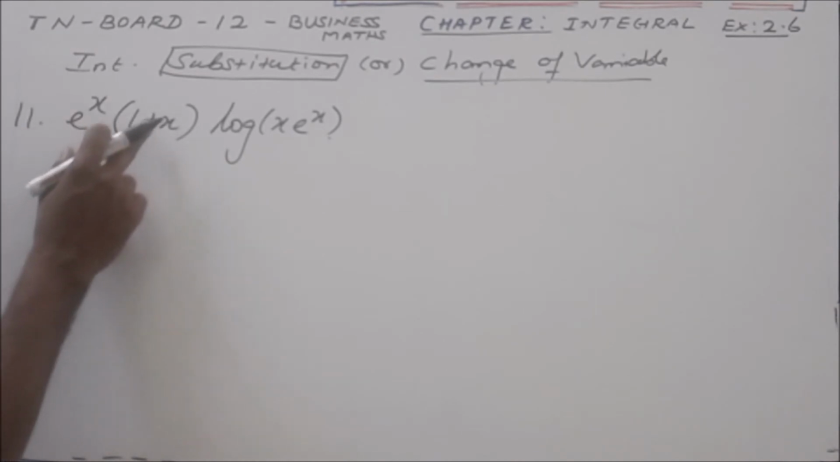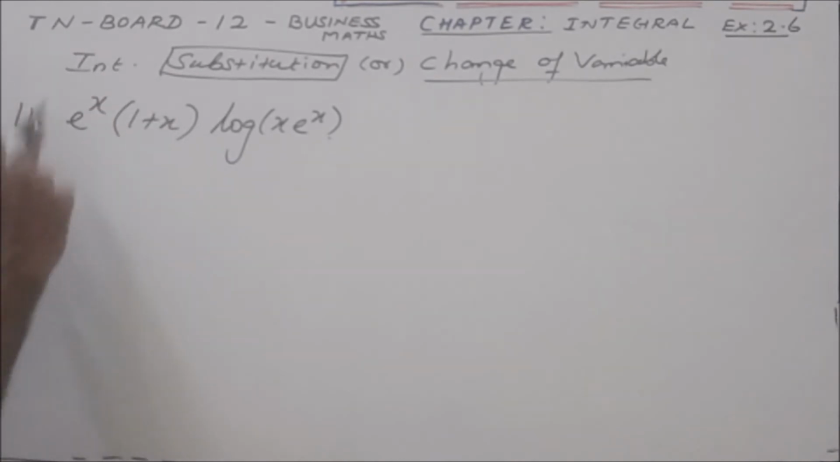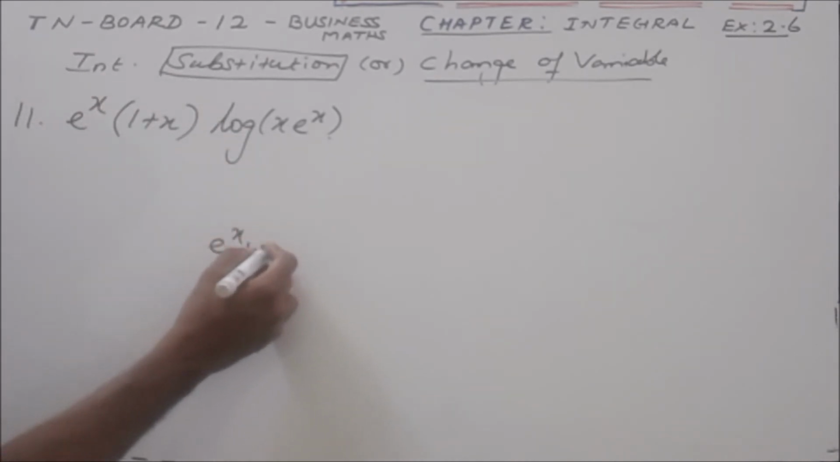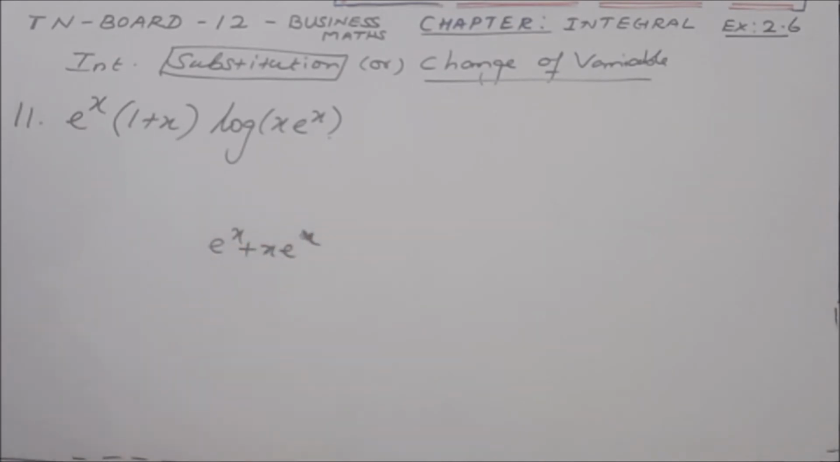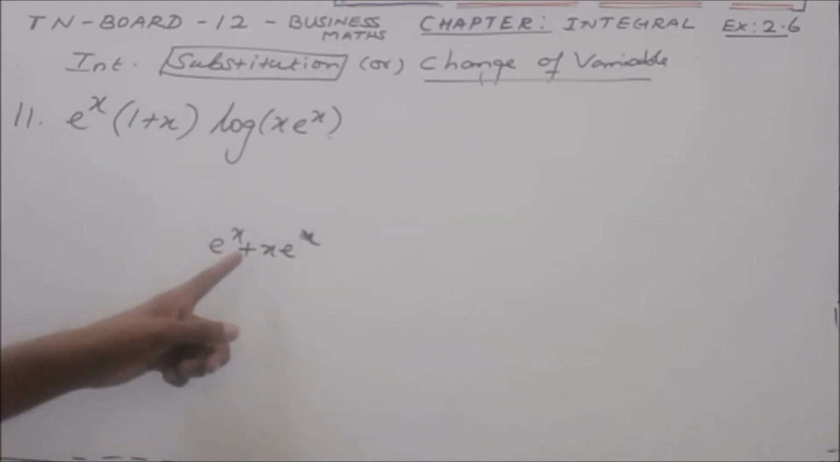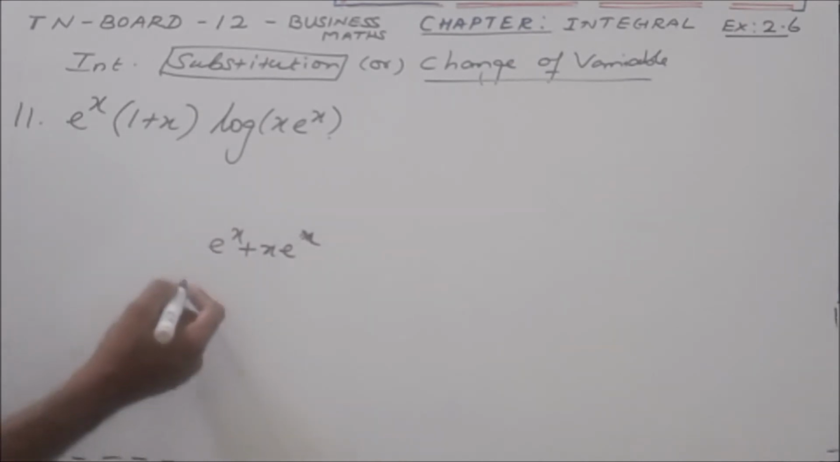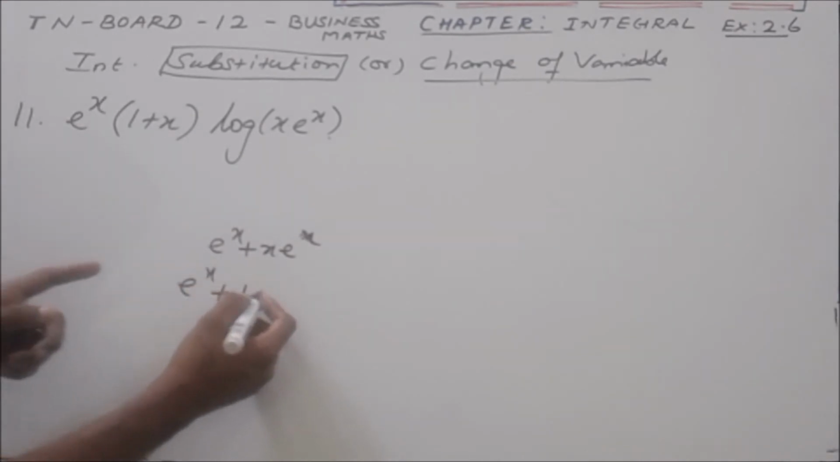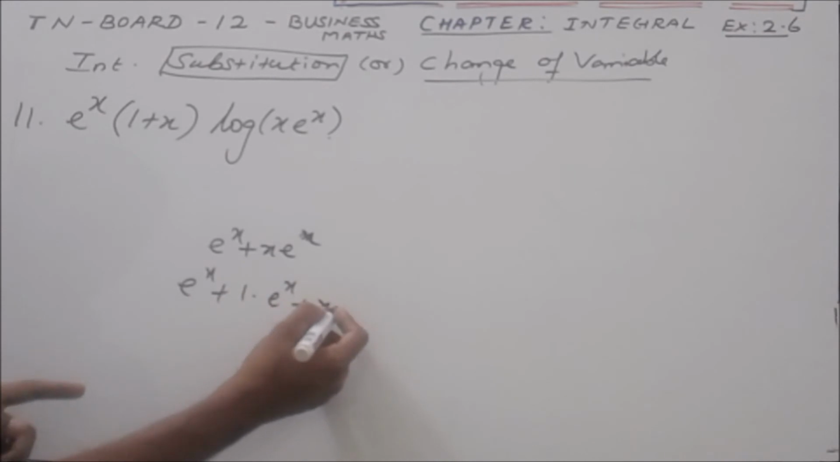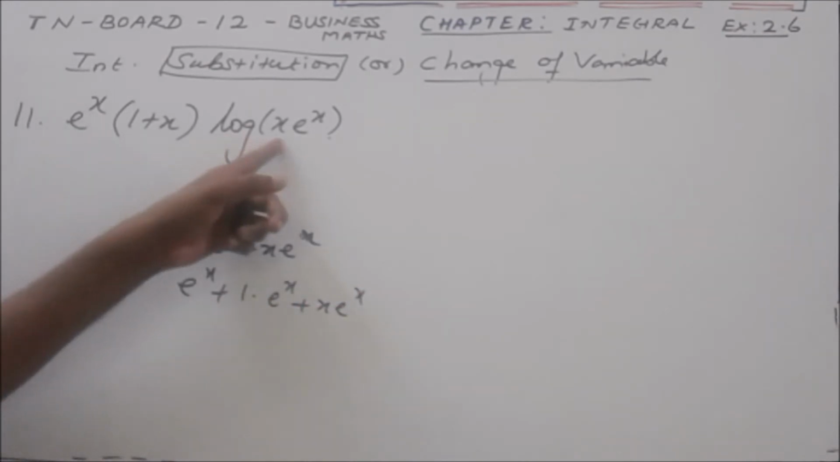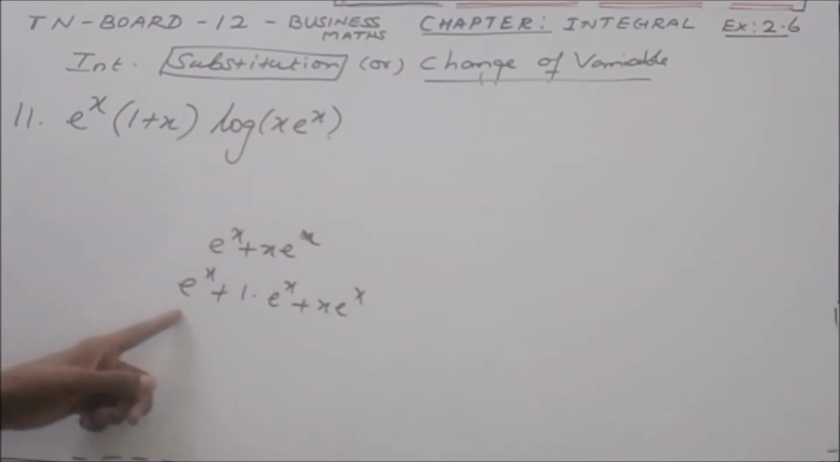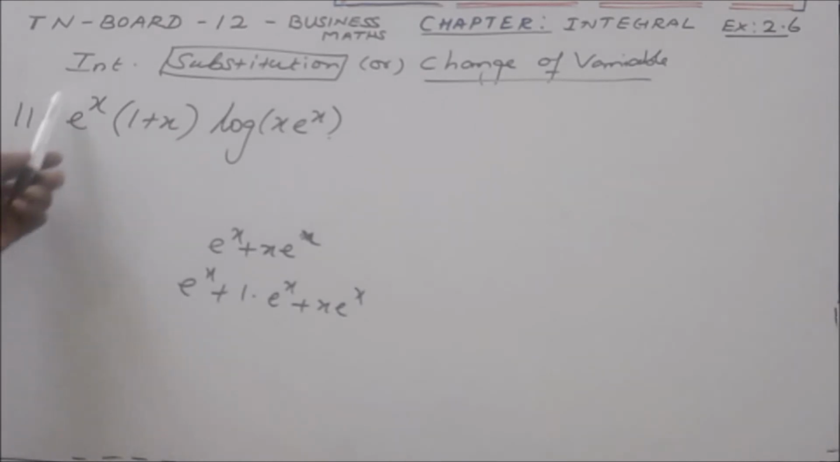e power x into 1 plus x, multiplied inside, is e power x plus x e power x. Here, what is the derivative of this one? e power x plus 1 into e power x plus x into e power x. But here we have x e power x only. The terms are in product, whereas here the terms are in addition, so we cannot take this one as a function. So keep x e power x as a function.